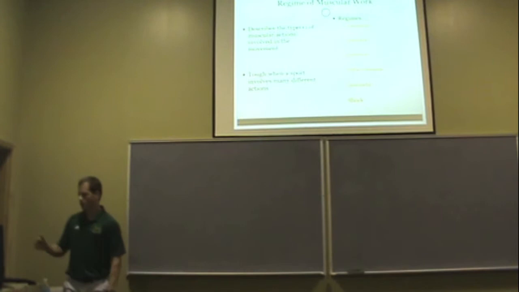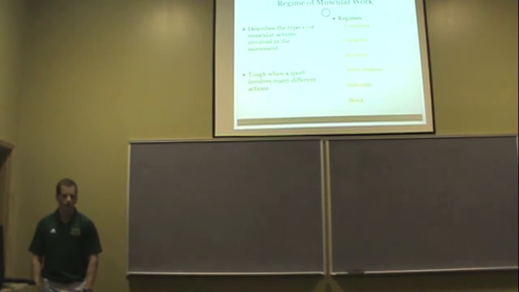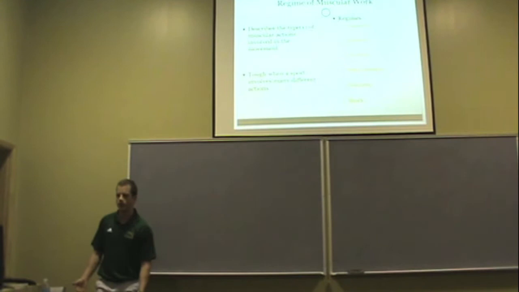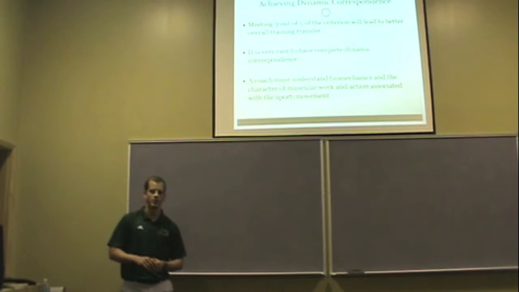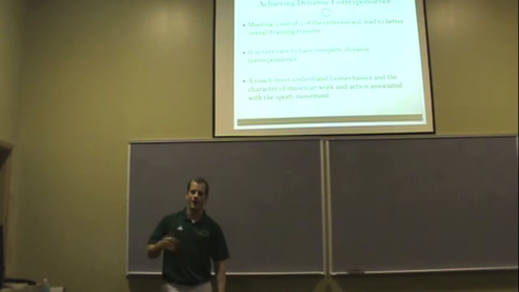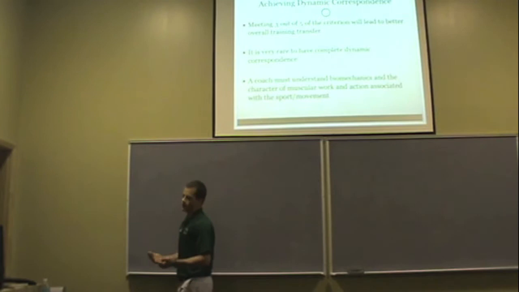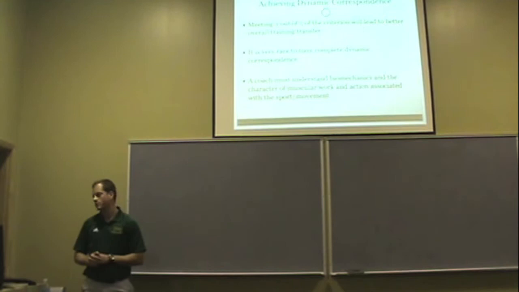But if, say, you're trying to increase somebody's ability to hold the position and you're doing all concentric training, that's not going to be effective. You have to be within that regime to be corresponding to that exercise. So how do you achieve dynamic correspondence? It's very hard to be matching up 5 for 5 on these because, as you know, the weight room is not the field. It's hard to mimic every single action that you're doing. And that's where it gets tough. But meeting 3 out of 5 of those criteria is a good earmark to shoot for, to have better training transfer.